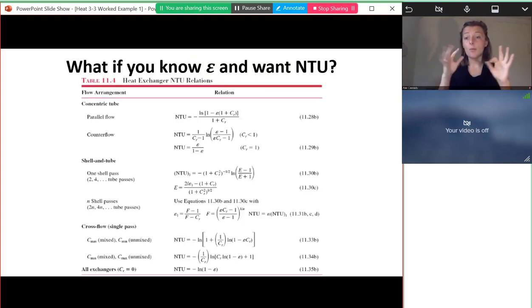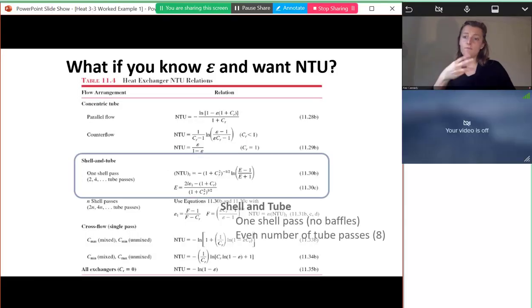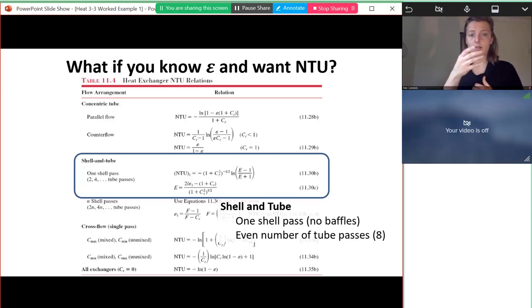So now I'm going to look at table 11.4 because I want to get an expression for NTU as a function of effectiveness. Here I see that there are some shell and tube heat exchanger correlations. So now we have one shell pass and an even number of tube passes. So here we can use this equation.